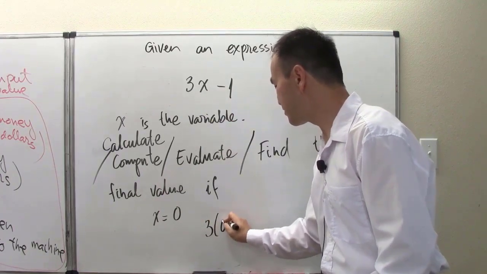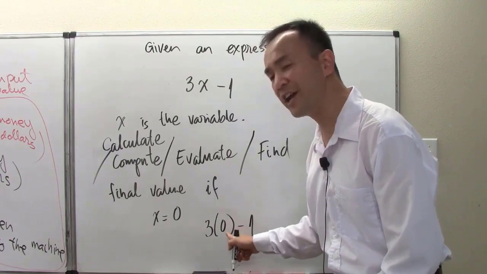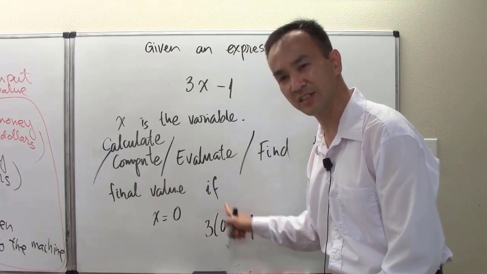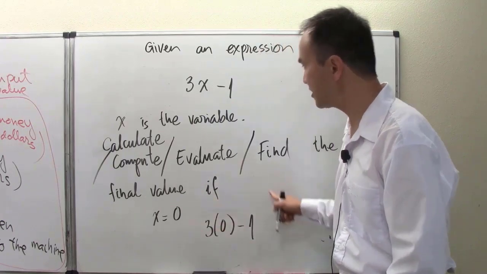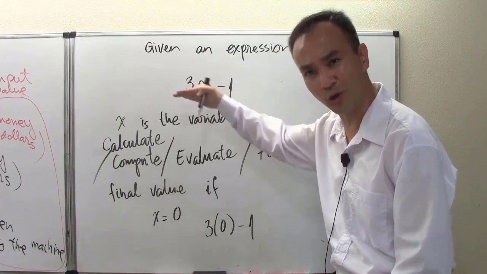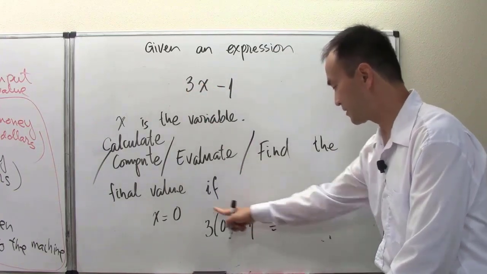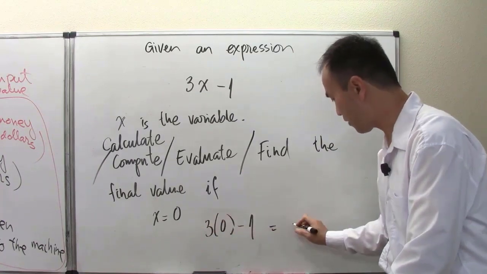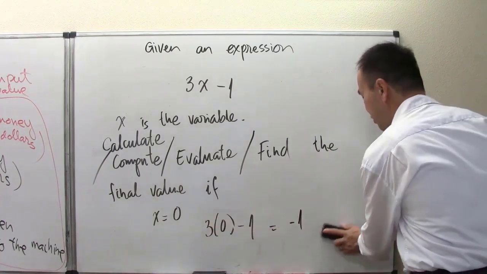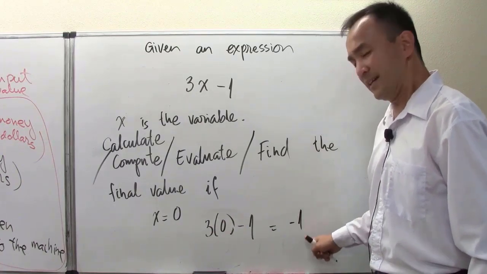3 times 0 minus 1, and that's why I can say that it's a rule, because regardless of what value we're giving it, it has to follow this. It has to follow this specific expression. Now we call that a rule. So 3 times 0, that's making it 0 minus 1. The final outcome, the final output there, is a negative 1. The final value is a negative 1.